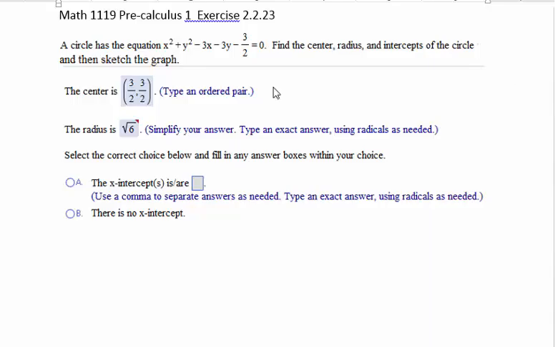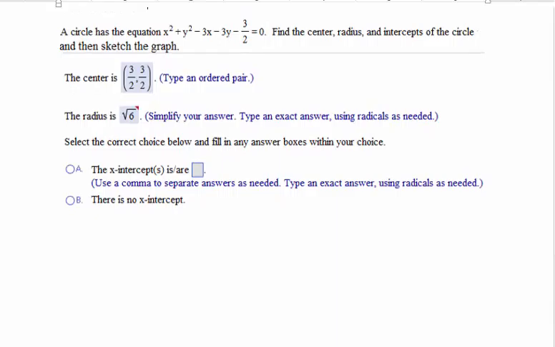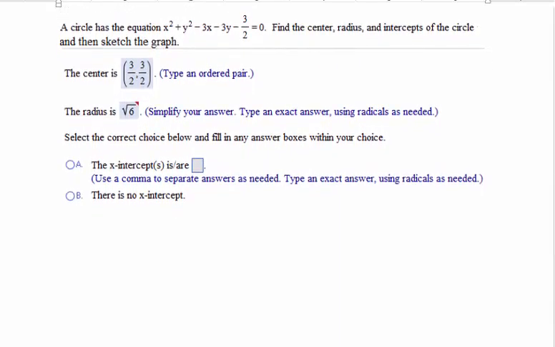Let's take a look at exercise 23 from section 2.2. A circle has equation x squared plus y squared minus 3x minus 3y minus 3 halves equals 0. Find the center, radius, and intercepts of the circle and then sketch the graph. So we are going to complete the square on this.